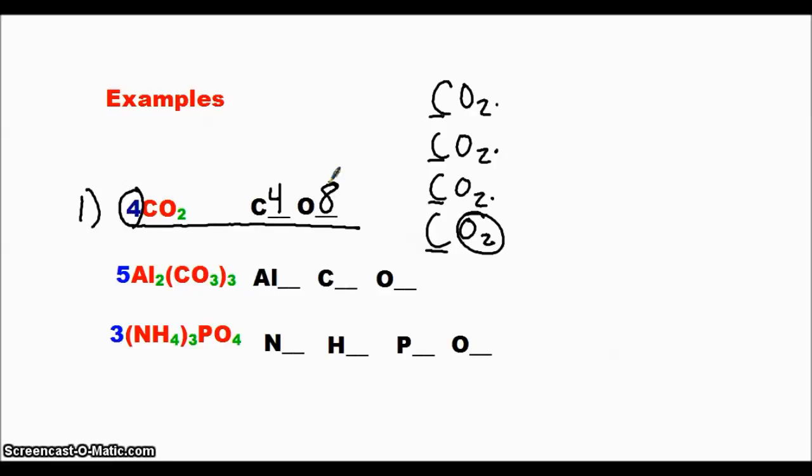So you could draw them out each time, like I did. But that's going to take a lot of time and a lot of paper, especially if we look at the next one. So what I recommend is just realizing that this 4 in front means I have 4 times everything. So I have 4 times my 1 carbon, 4 times 1, 4. And then I have 4 times my O2. So that's 2 times 4, which gives me 8. Let's move on to the next one.